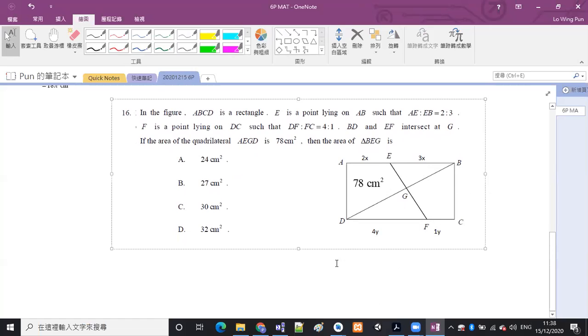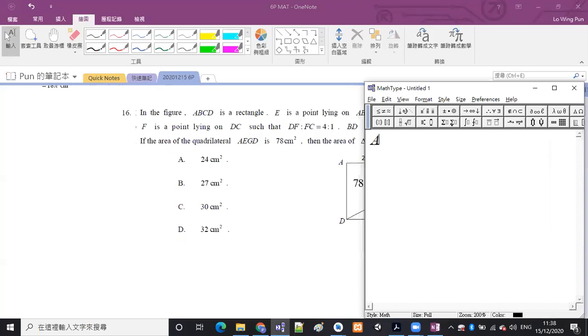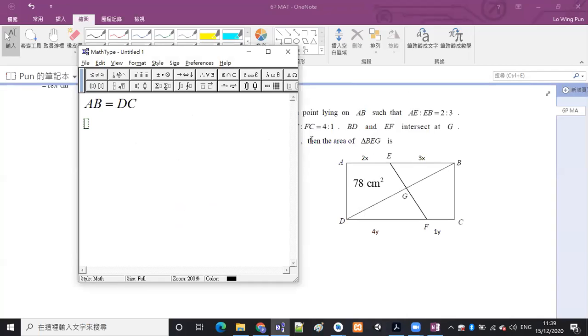好啦，咁呢啲我哋應該點樣做咧？第一樣嘢，呢一個係一個 rectangle 嚟嘅。Okay, so in a rectangle, the opposite sides must have equal length, which means that AB should be equal to DC. Can you get this? AB and DC should be equal in length, which means that 2x plus 3x should be equal to 4y plus 1y, which means that 5x is equal to 5y. That is very good because we have a conclusion that x is equal to y.